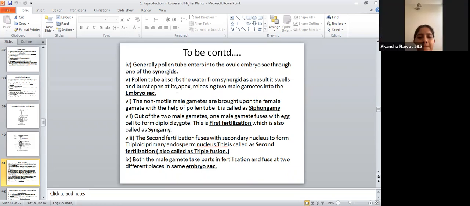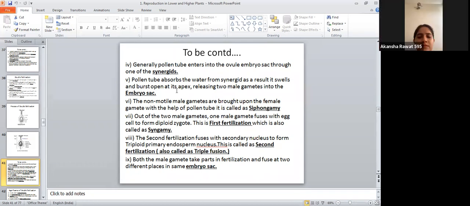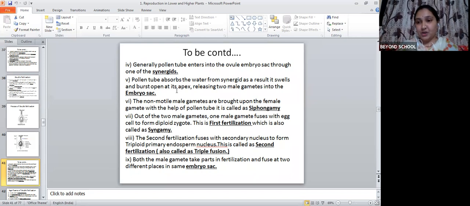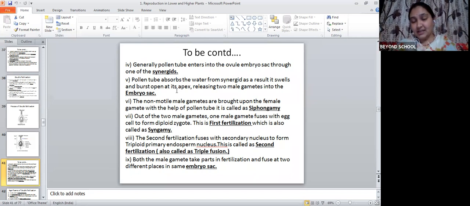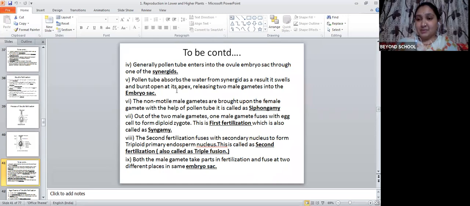So they are brought towards the female gamete. For their movement, they take the help of the pollen tube. Whenever the male gametes are non-motile and are trying to reach the female gamete, and the pollen tube provides this motility, it is called siphonogamy.